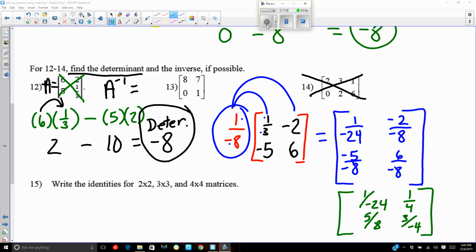So I kind of had to cram the fractions in there, but my fractions are 1 over -24, -2 over -8 reduced to positive 1 over positive 4. -5 divided by -8 is now positive 5 over positive 8, and 6 over -8 is now positive 3 over -4. But pause, I'm going to scroll down next.